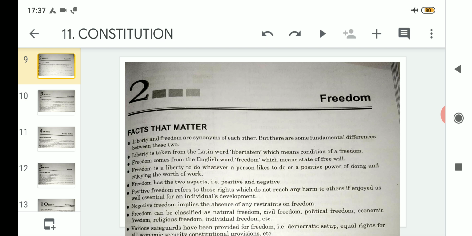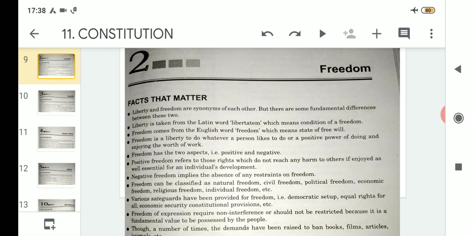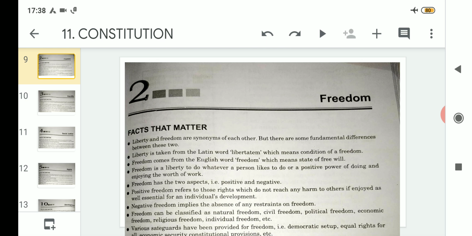After the 30% deduction of the CBSE's present curriculum, this chapter is still there. Even after the deduction, chapter number 2, Freedom, is from Part B of the political science book, which is political theory. So let us proceed to understand these important points.